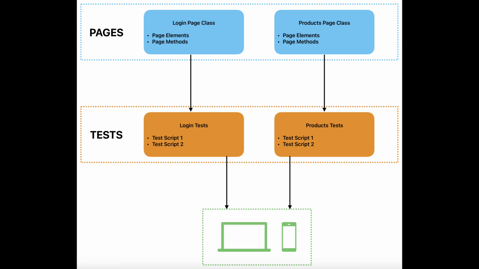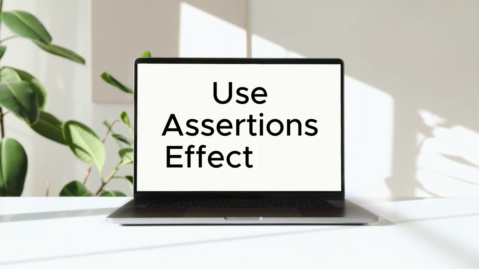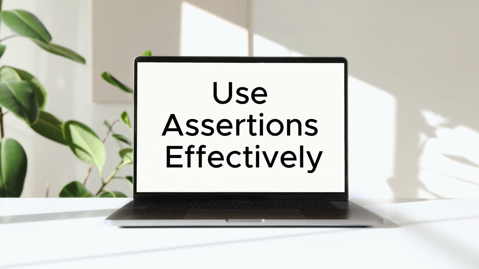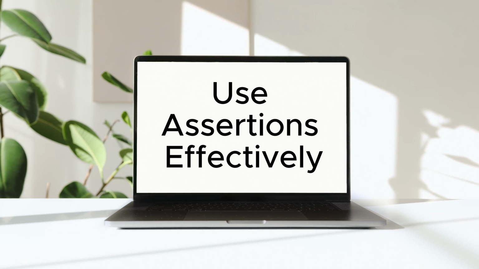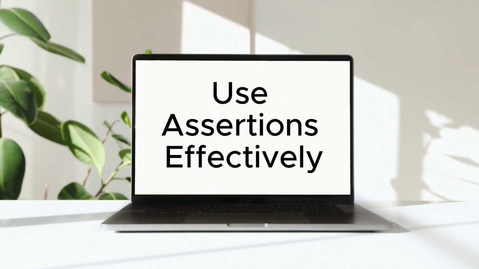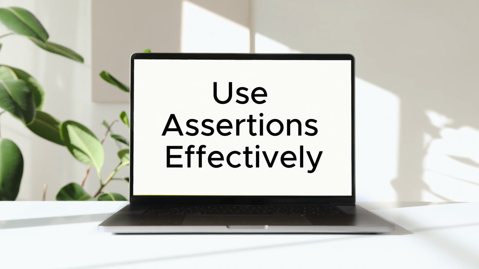In this example, the login page class has the locators of all the page elements, and the methods that are related to that class. The login tests are in separate files that communicate with the methods from the login page class while they are running on the device. Use assertions effectively. The assertions are very important for verifying the expected outcomes of your tests. Make sure that you use clear and concise assertions, and be specific about the expected outcomes in every test.